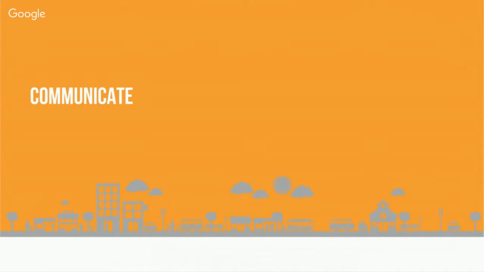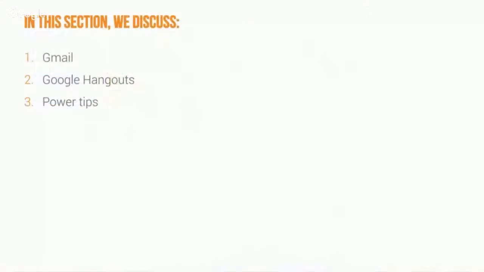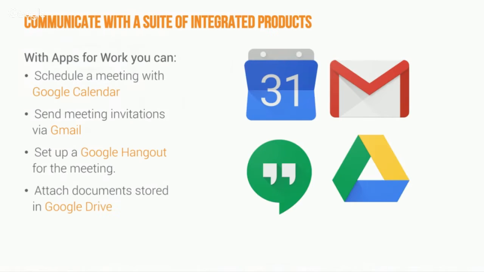All right, so now we've talked about creating. How can I make documents? How can I collaborate more easily with my coworkers and vendors and partners? Now we're going to move on to a communication section. We're going to go over Gmail, something you may be familiar with on a personal basis. We're going to talk about Google Hangouts, which is our chat and video conferencing functionality. And then we're going to finish off again with some power tips for you as a user.